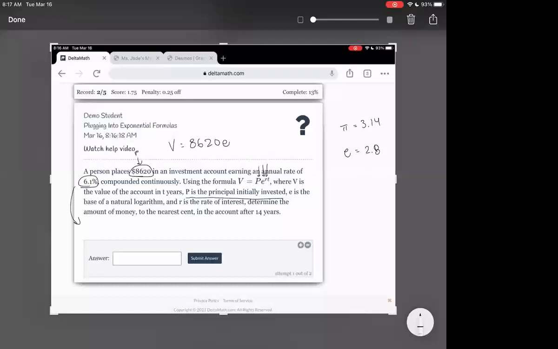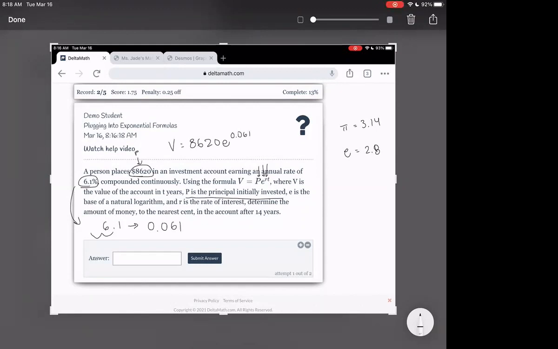6.1%. Okay, so we need to convert this into a decimal. So I'm going to take the 6.1, which is currently a percent, and you want to move that decimal spot 1, 2 to the left. So that becomes 0.061. So notice that the decimal spot has moved 2 spots to the left, and now this is the decimal form of 6.1%. Okay, so then I'm going to put that there as our R.